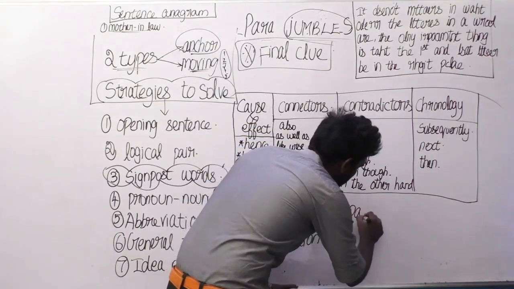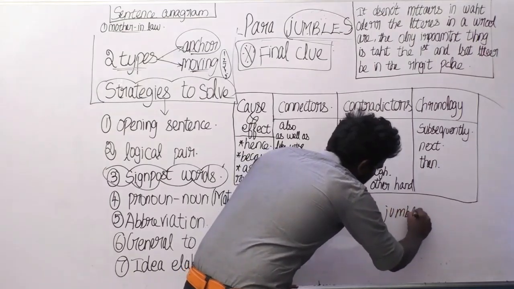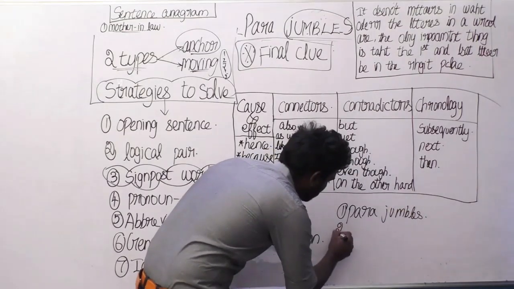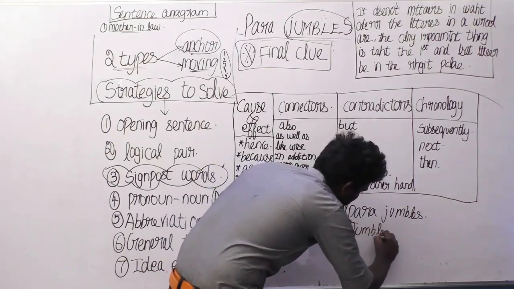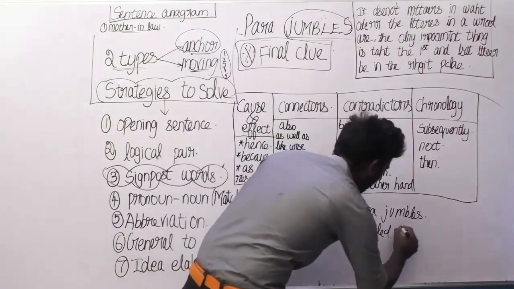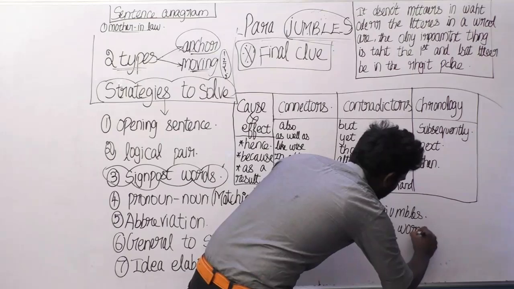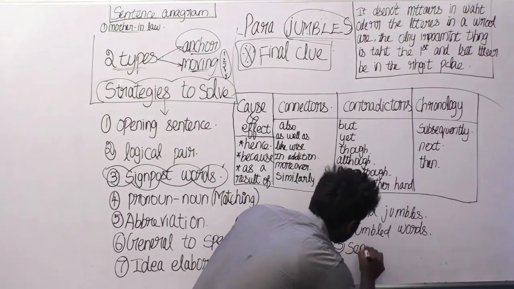First one is parajumbles. Second one is jumbled words. I hope you guys can see this. The third one is sentence anagram.